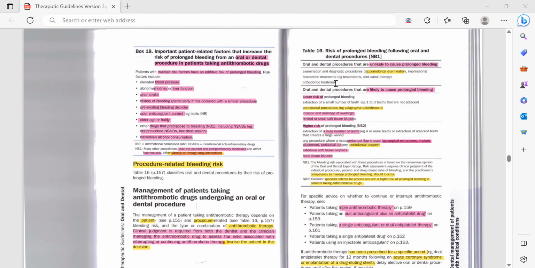Then the orthodontic treatment. So for these three treatments, you just don't need to consider anything. You can just proceed with the procedure. But in the scenario, whenever they give you a scenario, most likely they would give the procedure as extraction, because none of the other procedures include any bleeding, and there won't be much effect for you to consider.